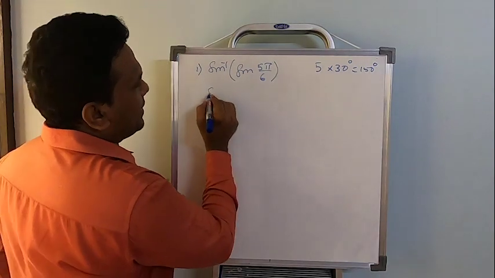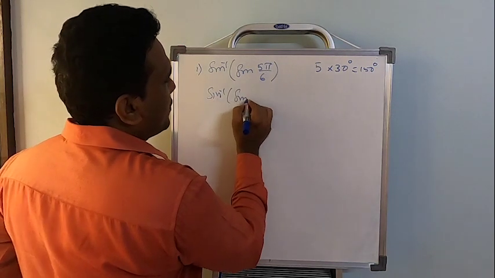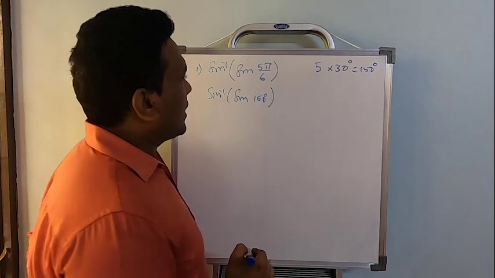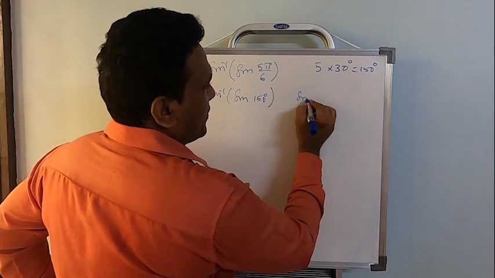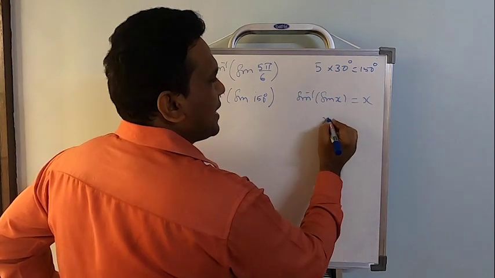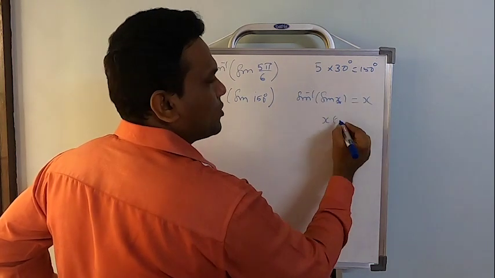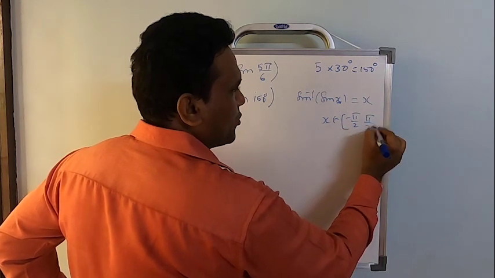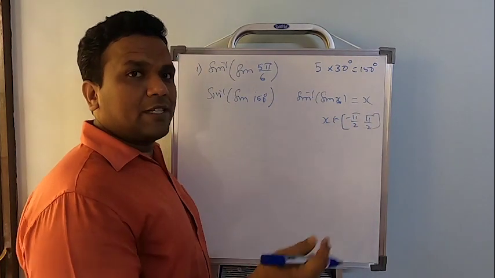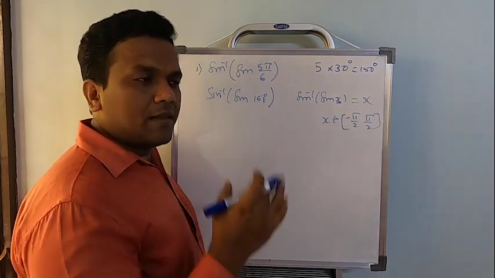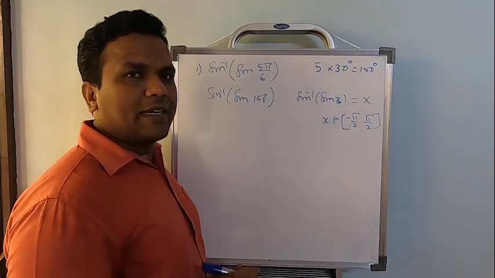So this, if I write it, will become sine inverse of sine 150 degrees, right? Now, what was the property we studied? Sine inverse of sine x can be written as x if x belongs to the closed interval minus pi by 2 to pi by 2, minus 90 to plus 90. But 150 is more than 90, so it has to be reduced below 90 and then cancel.